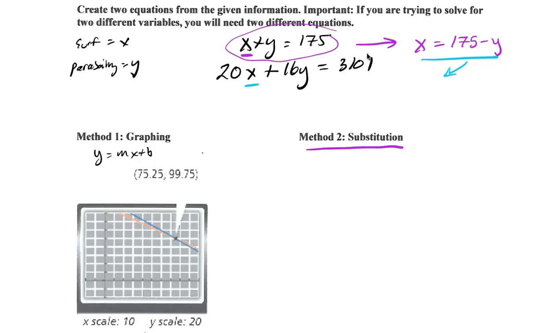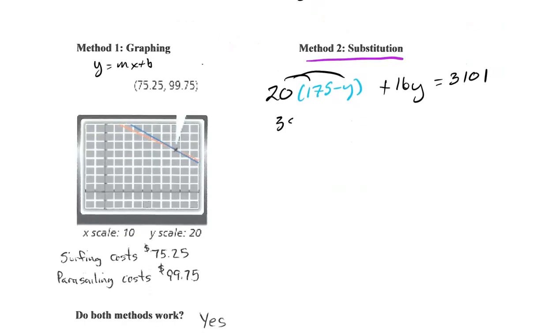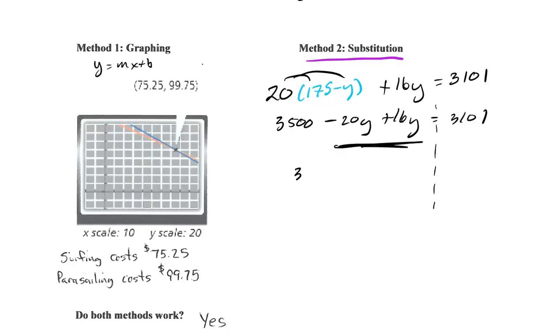So it looks like this: 20 parentheses 175 minus y, plus 16y equals 3,101. Then we want to distribute that 20 to both of these, so we get 3,500 minus 20y plus 16y equals 3,101. Add up like terms, right? Anytime you can, add up the terms on the same side. Simplify. So I get negative 4y plus 3,500 equals 3,101.